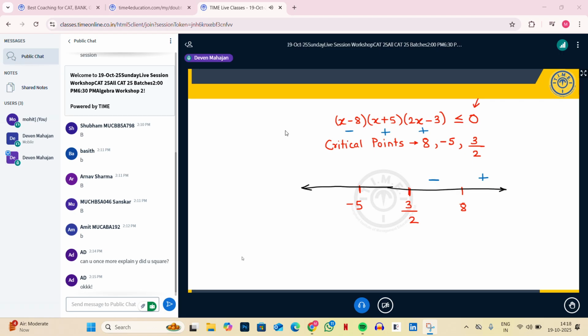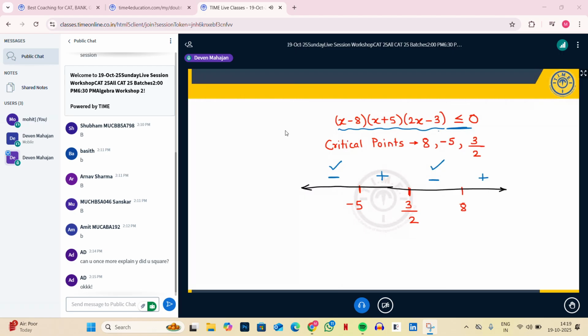ठीक है. So next range में वापस positive होगा. So between -5 and 3/2 you'll get positive expression. और यहाँ पे वापस negative होगा. Clear? This is your critical point analysis that we have seen in the basics class. Now our final question is to find where this expression is less than 0. Less than 0 मतलब हमें वो negative चाहिए. So these parts will be your answer.